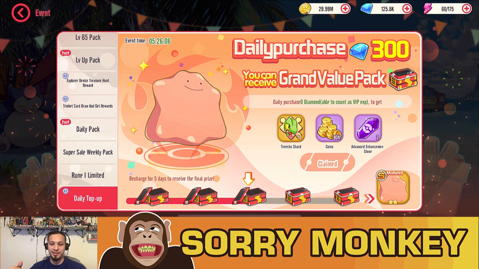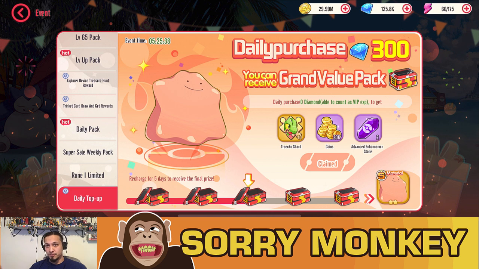If you notice, they also have this daily purchase thing, right? 300 gems, same thing. So the daily top up, right? But you will notice, this is my next con, which is honestly not as much of a con because of how much value you're getting when you're purchasing the packs, right? Whatever, this is just a bonus.